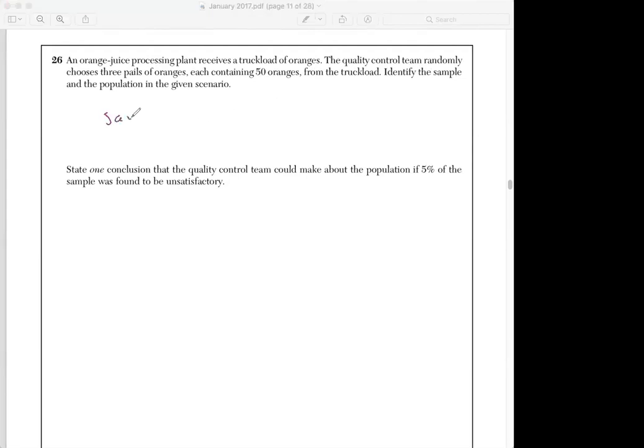Well, the sample is the pails of oranges. It's like if you surveyed people, we talked about surveying one lunch period versus the others. The sample would be like first period. And the population is always everything. The population is the truckload of oranges.